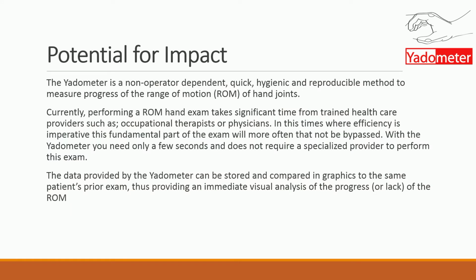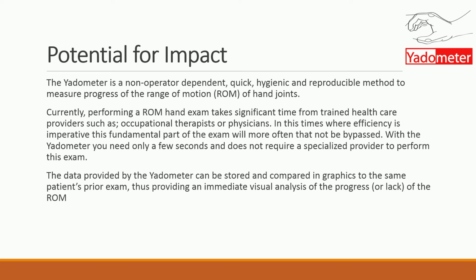So the potential for impact, as we said, the odometer is a non-operator dependent, quick, hygienic, and reproducible method to measure progress of the range of motion of the hand joints. Currently, performing a range of motion exam takes time from trained healthcare providers, which is expensive, and we want to be efficient. So in a lot of places, the exam may be bypassed, or they choose one area of interest. With this software, you can do this in a few seconds.